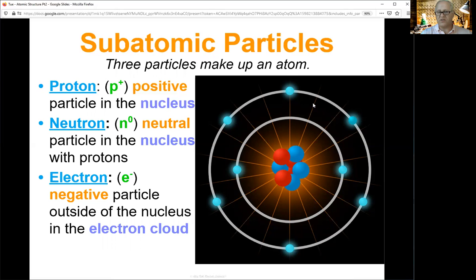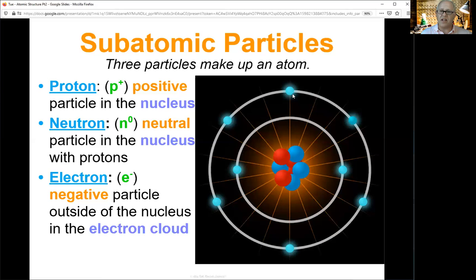And so even though this is a one-dimensional image, I want you to imagine for a moment that this is a three-dimensional image, and the protons and the neutrons stay in the nucleus, but these rings rotate around and the electrons are orbiting around.